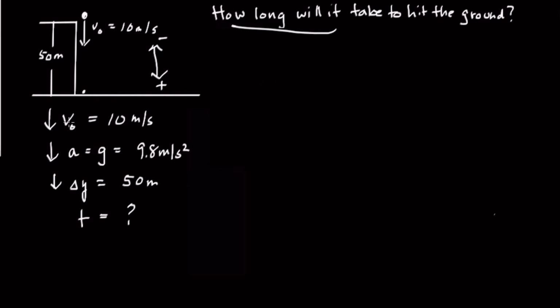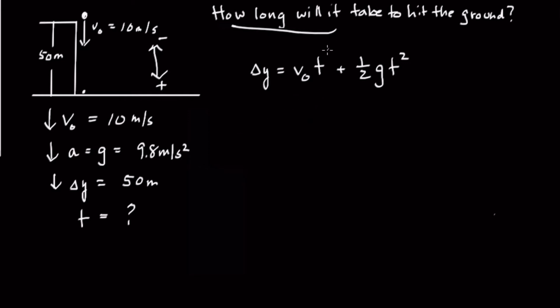So I need an equation with initial velocity, acceleration, displacement, and time in it. And the equation that we have with those four variables is this one. Delta y, or delta x, is v naught t plus 1/2 at squared, or I'm going to write 1/2 g t squared. It's a free fall problem. So acceleration is acceleration due to gravity, which is 9.8.